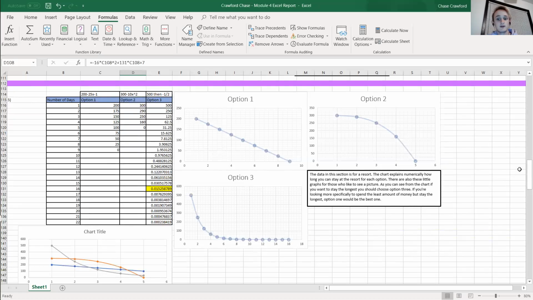But if you were looking more specifically to spend the least amount of money but stay the longest, you'd obviously go with option 1, which would land you spending 9 days there, because once you hit 0, you have to leave. And so you spend more on option 2 to stay there, but you'd only be able to stay there for 5 days. You get to spend 4 more extra days if you pay 200 as a starting amount. So it makes more sense to choose option 1 if you want to stay there the longest but spend the least.